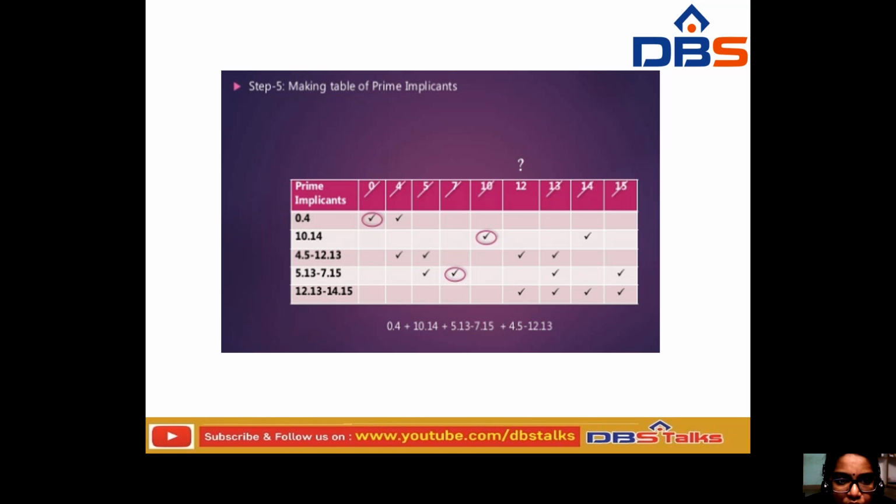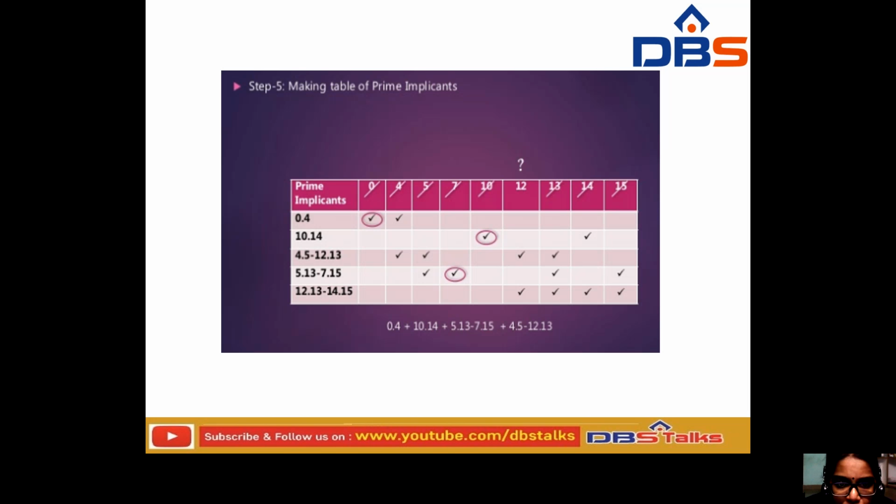See, this is how we are going to generate 0, 4. This is 10, 14. This is 4, 5. This is 12, 13, and this is 5, 13, 7, 15. Next one 12, 13 and up to 14, 15.